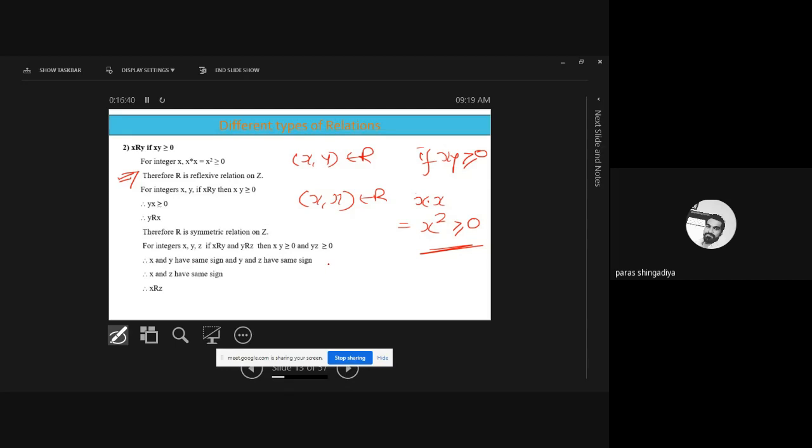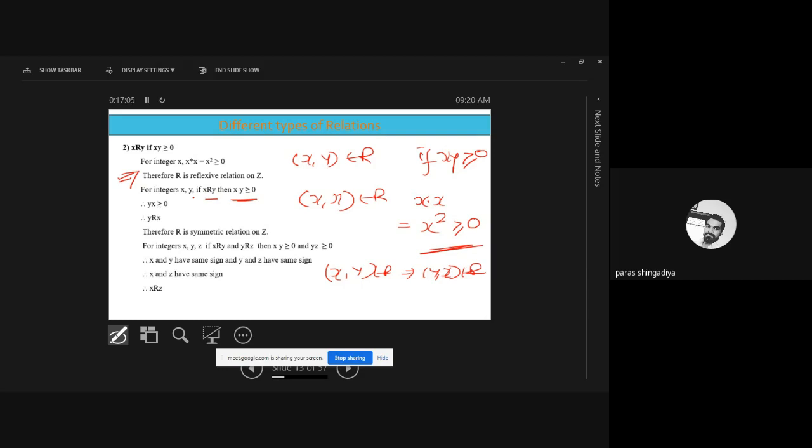And after that, for symmetric, we'll prove that if (x, y) belongs to R, then (y, x) should be part of R. So (x, y) belongs to R means x R y, then x dot y is greater than or equal to 0. If I consider y dot x, that is also the same answer. If the answer of x dot y is greater than or equal to 0, then the answer of y dot x will also be the same. There is no change.